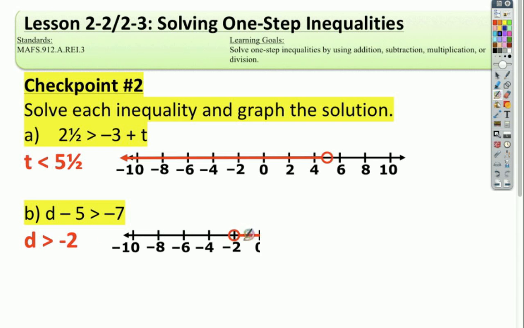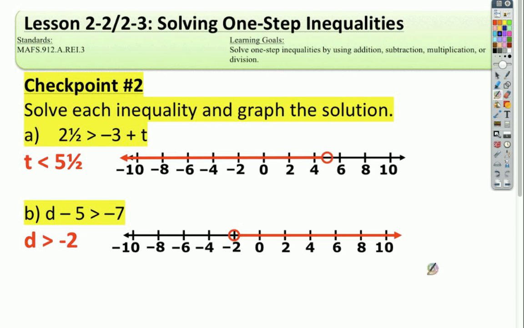And here's what the graph looks like. And it's a little bit hard to tell, but that's an open circle and it's shaded all the way to the right. Does anyone have any comments, questions before we put it all together to apply it to real world scenarios? Any questions about this? Anything that you've seen so far?